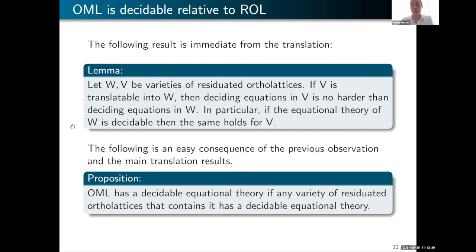And the equational theory's decidability there corresponds to the decidability of logics if we toggle back to the logical side of the equivalence. As a consequence of this, we get that OMLs, so Birkhoff on quantum logic, you may think about it as, OMLs have a decidable equational theory if any variety of residuated ortholattices that contains it has a decidable equational theory. So this supports some notion of flexibility where we can select an appropriately tailored variety of residuated ortholattices and work there.